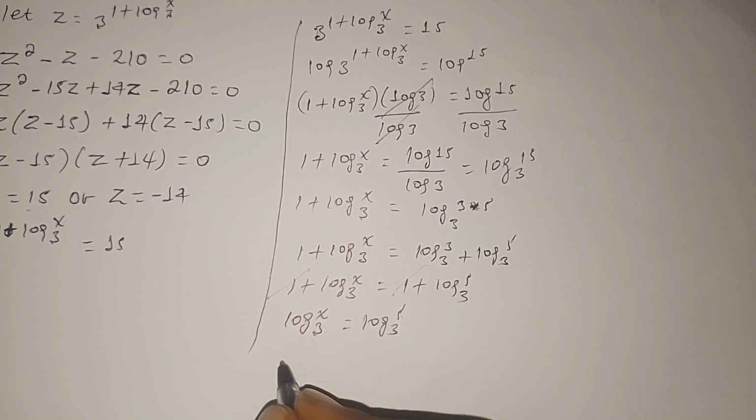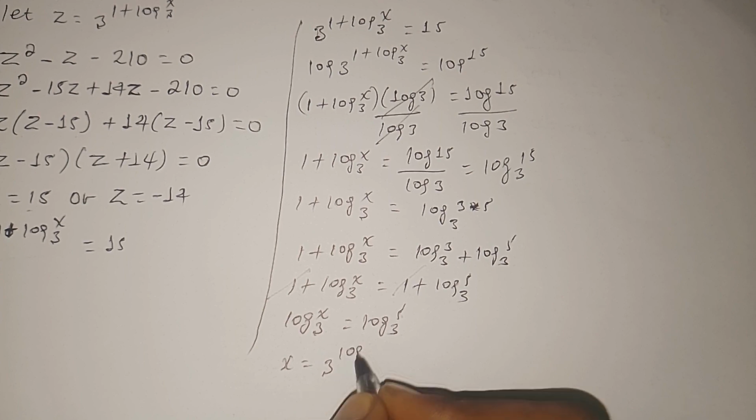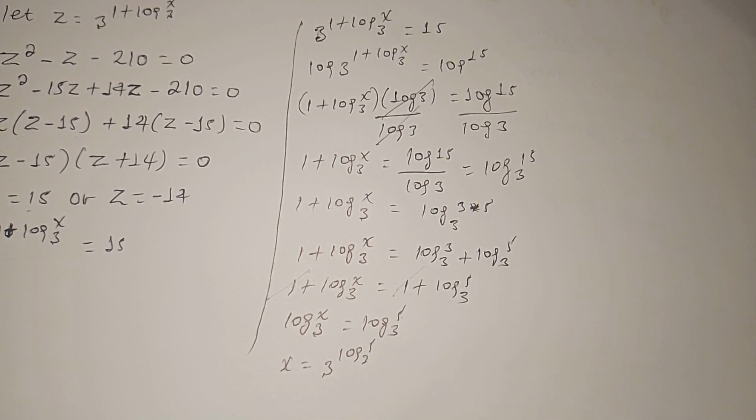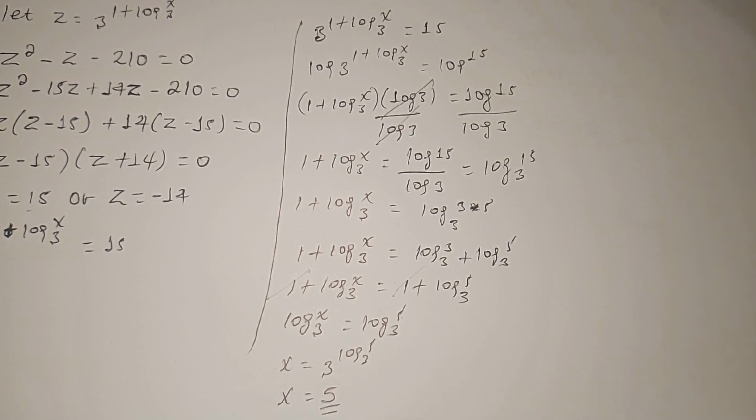Or x is equal to 3 to the power of log 5 in base 3. This means we can simply transform the logarithmic function into an exponential function. That means x is equal to 3 to the power of log 5 in base 3, and this means x is equal to 5. Clear? Therefore, the value of x becomes 5.